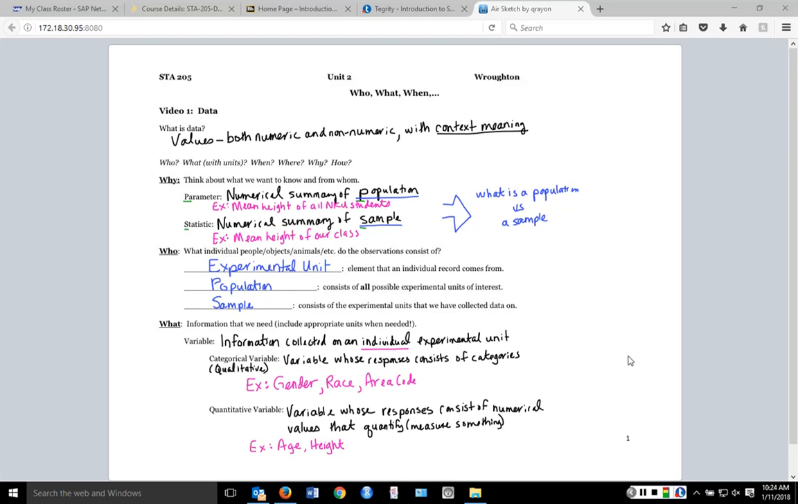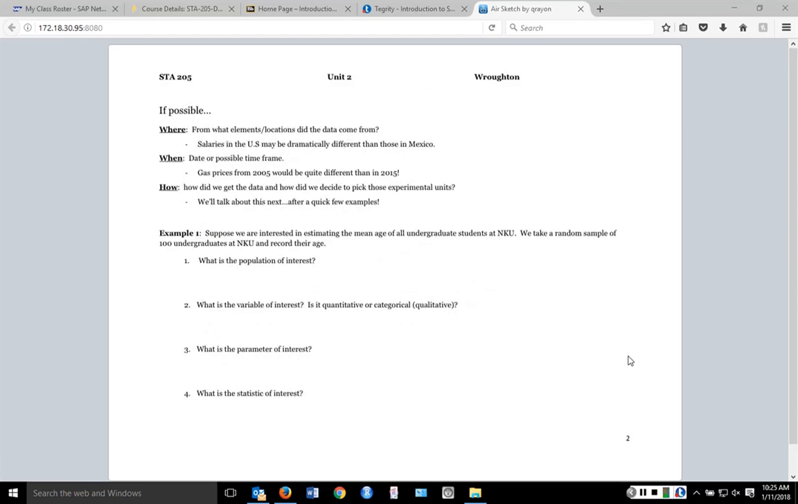Alright, so those are the 3 things we always have to know: why we're collecting the data, who we're trying to collect that data on, and what information we need to get from those. The other things we would like to know, if we can, is where we're getting the information. So looking at salaries in the United States, for example, will be very different than those in Mexico. Knowing when, so knowing the possible time frames. If I'm looking at older data from 2005 versus newer data from maybe 2015, I want to know that when I'm looking at it. And of course, I'd like to know how someone gets their data, and that's one that we're going to have to talk about quite a bit. But we'll talk about a few examples before we do that.